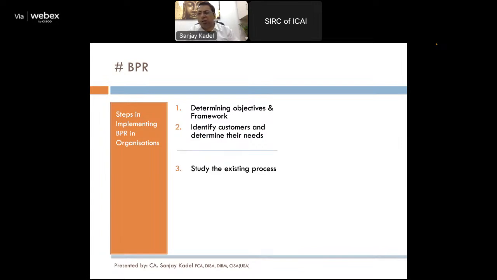Then, before re-engineering any process, first you study the existing process. Only if you study and analyze the existing process will you find out what deficiencies are there, what improvements can be done, what is wrong, or what is not wrong. Sometimes the processes are good enough. So the first activity is to study the existing process and then come up with a formulation for redesigning the process. Once you redesign the process, implement the redesign.